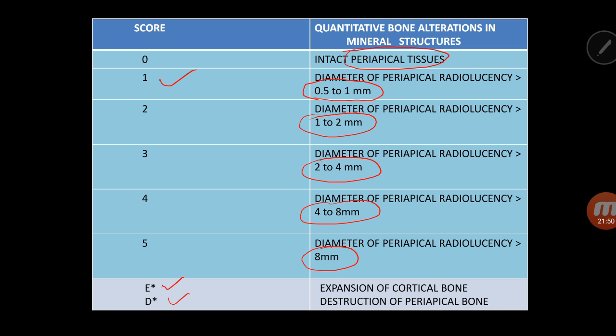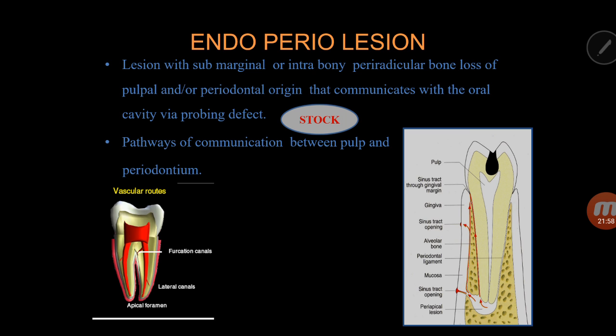Then there are E and D. E is related to the expansion of the cortical bone, and D is related to the destruction of the periapical bone. This is how the periapical index is. Please make a note of these values.